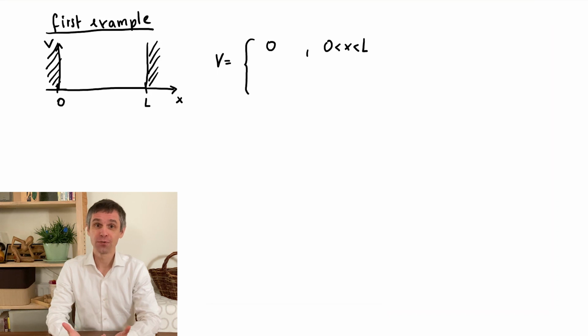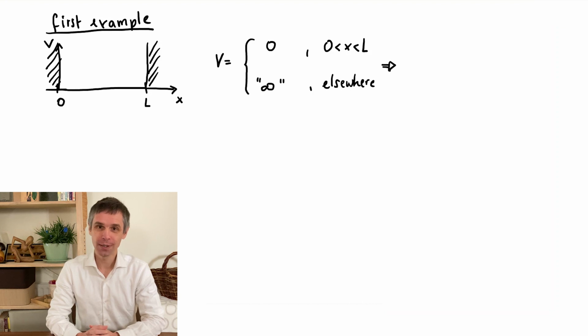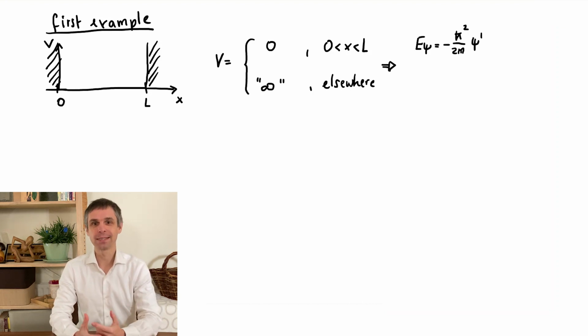And the potential is infinite elsewhere. I put here inverted commas. If you want to be cautious, just think of the corresponding limit. The next step is to write down the Schrödinger equation. This looks like the free particle between the walls and involves this very large potential inside the walls.